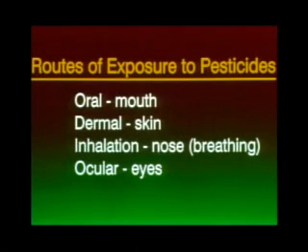Let's look now and talk about routes of exposure to pesticides into our body. When you're using a pesticide, there are 4 main ways that these can be introduced into you. Orally, through your mouth, of course. Dermally, absorption through your skin. Inhalation, breathing in the fumes. And then ocular, through your eyes.